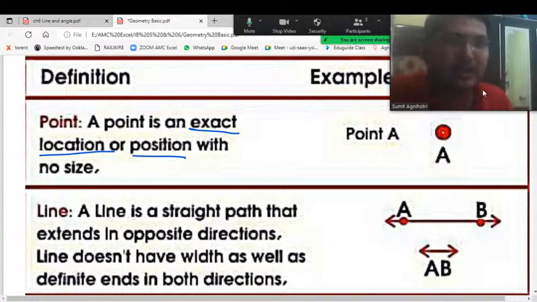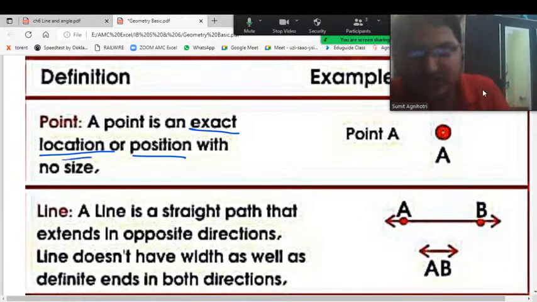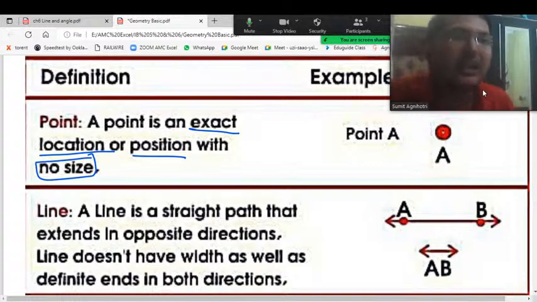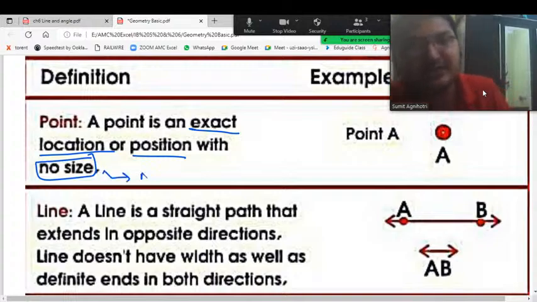These things, location or position, are there with a point, but a point has no size. No size means it has no length, no breadth, no height. That means it has no dimension. No size means it has no dimension.